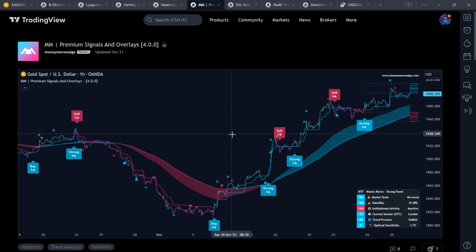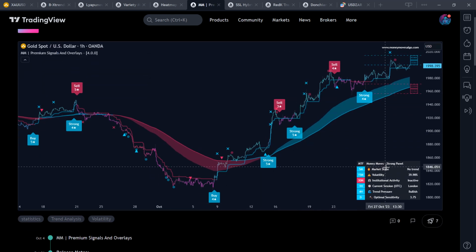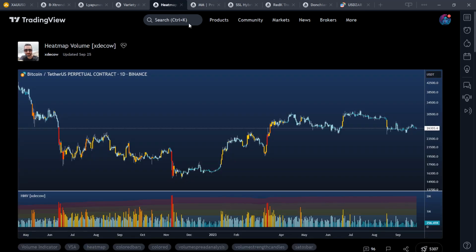And premium signals overlays. I mainly use the strong panel for multi-time frame analysis, and I use this trend line plus this X signals for potential take profits. There's also some additional indicators that you can use.